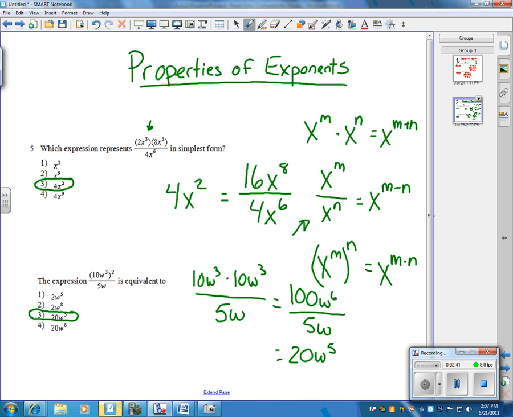So, again, the rules for exponents can be confusing, but the more you do those problems and recognize how they look, they get easier and easier to do.